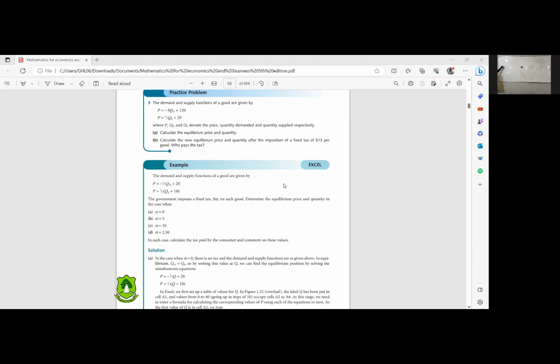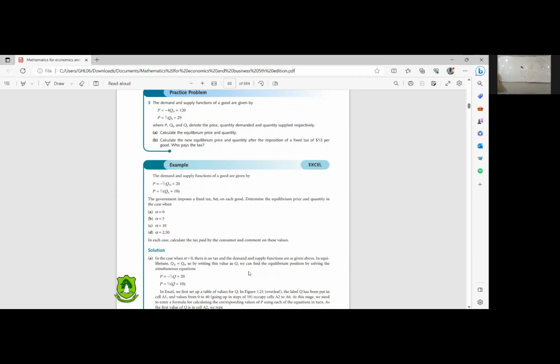Now, in a situation where we have two commodities, we will have demand for commodity one and demand for commodity two. We will also have supply for commodity one, and supply for commodity two. And we are going to introduce additional variables.